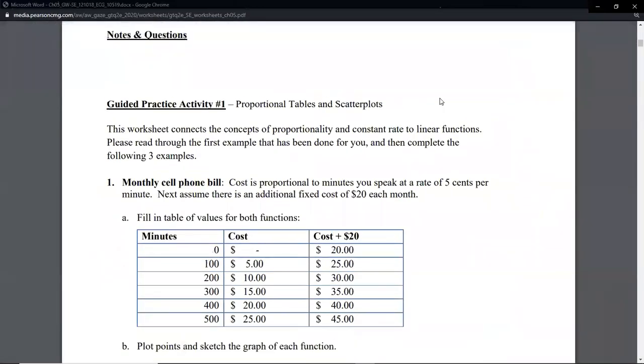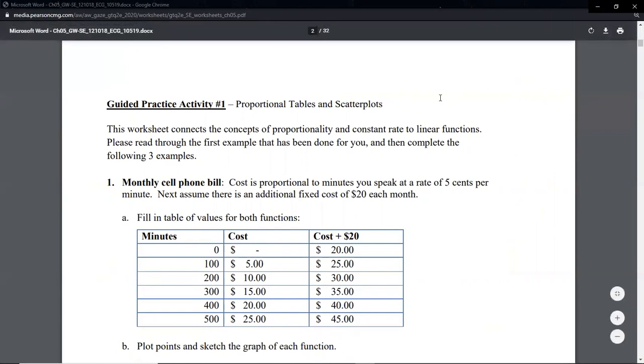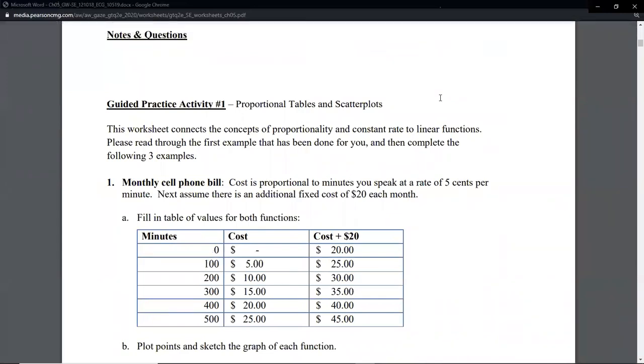So let's take this problem that we just did. We're going to go higher on the minutes. We're not just going to talk a couple minutes. We're going to talk hundreds of minutes. And now what we're going to do is we're just going to talk about the 5-cent plan, and we're going to input a hidden fee, so to speak. So now we've got a $20 fixed cost as part of this problem, so it's a lot more realistic to a true cell phone plan.